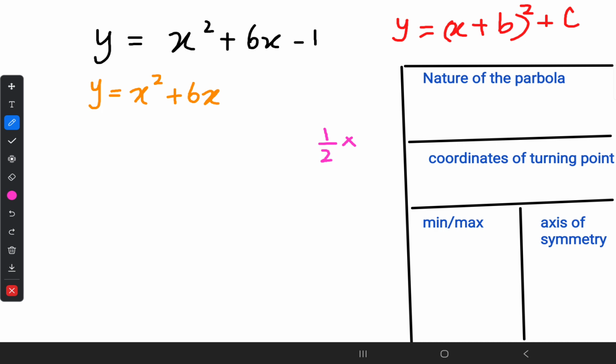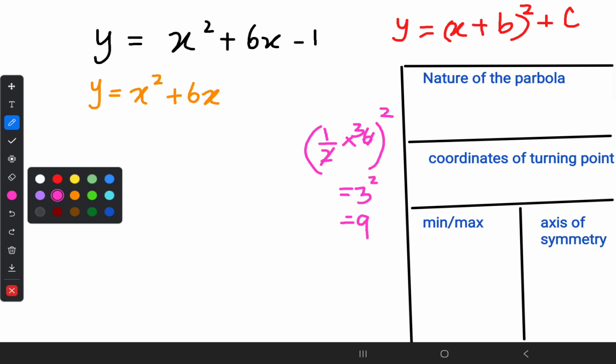Half of means multiplication, of the x coefficient. The x coefficient is positive 6. See, it's squared. Half of the x coefficient, squared. So when you simplify inside the bracket, it will become 3. 3 square would be 9. So 9 is the constant we need to introduce here.